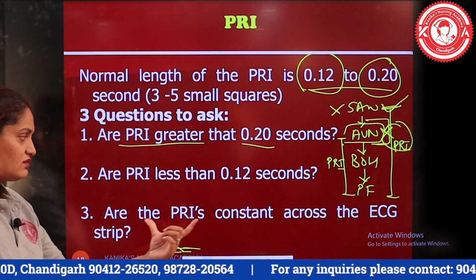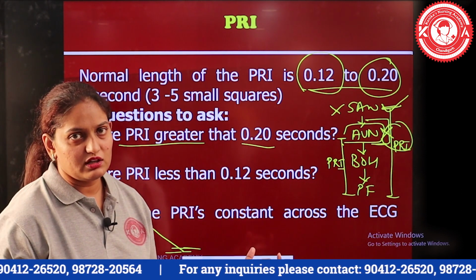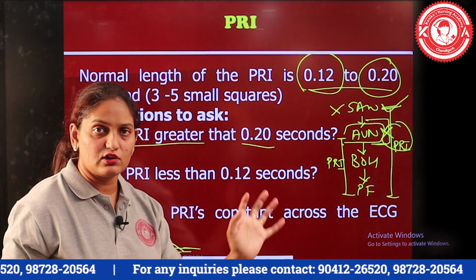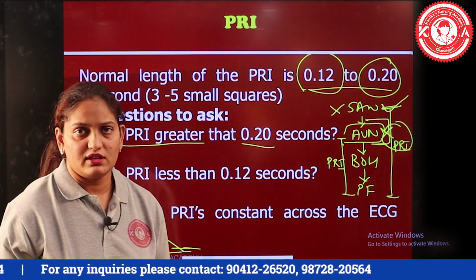And the third question is, again as in the case of P wave, we have mentioned that the PR intervals also should be constant across the ECG strip. If there is any variation, that will be counted as abnormal.